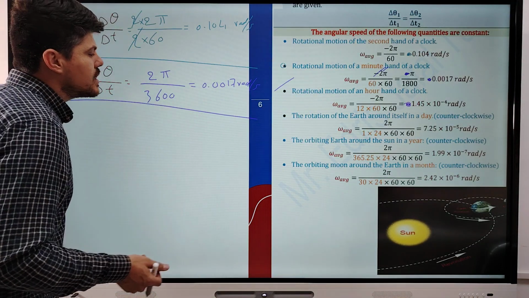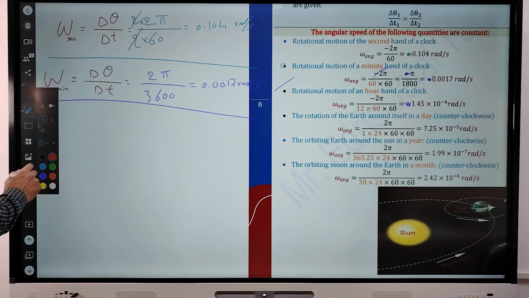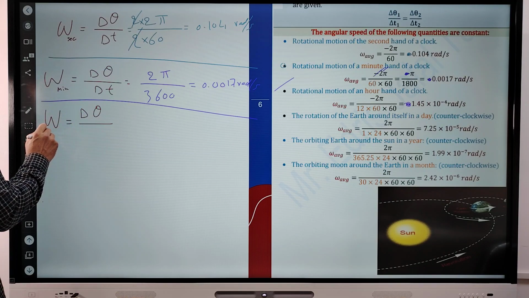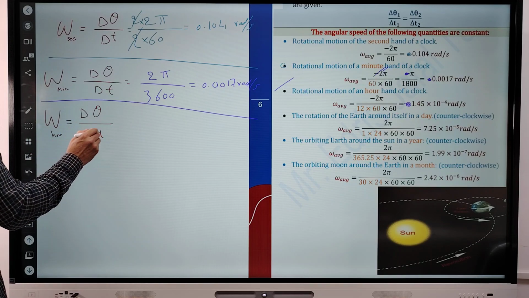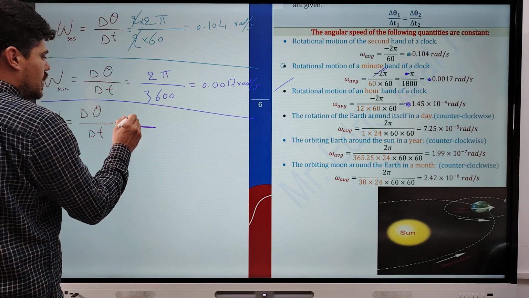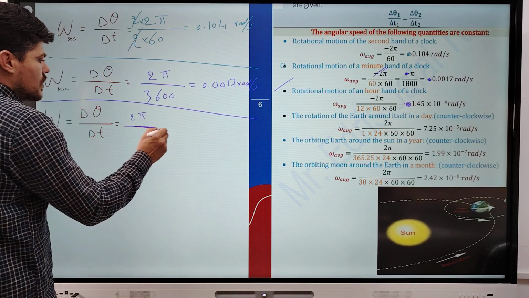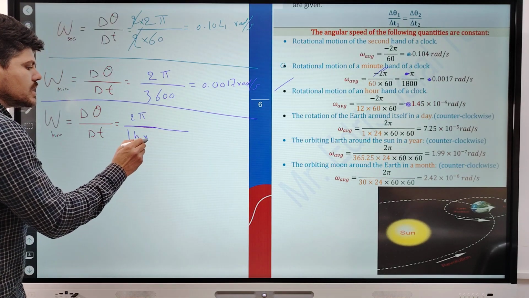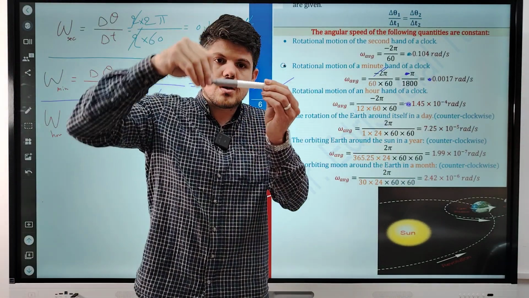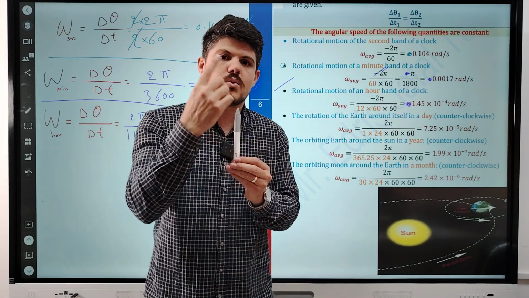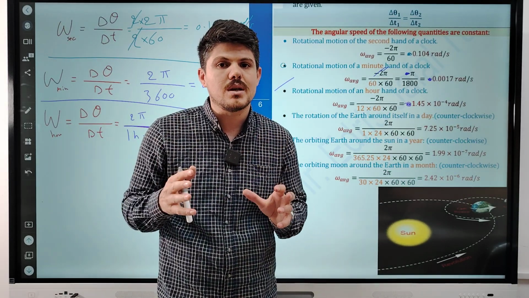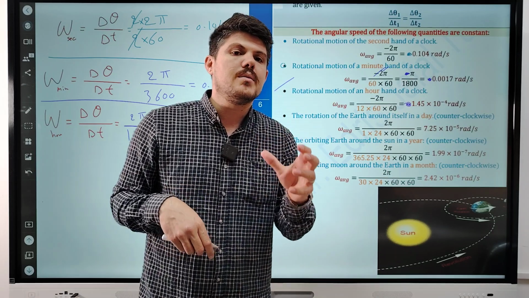The third one, the rotational motion of the hour hand, is also constant. At first, write down the equation of the angular speed for the hour hand: theta divided by time, 2 pi divided by... How long does it take for the hand to go from 12 o'clock to 12 o'clock? 1 hour. So 1 hour is equal to how many minutes? 60 minutes. So 60 minutes is equal to how many seconds?